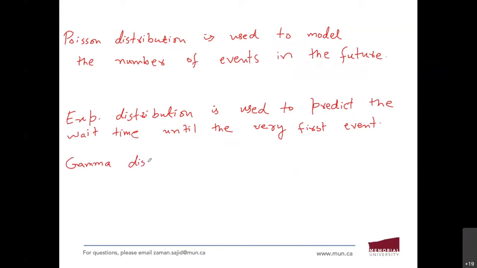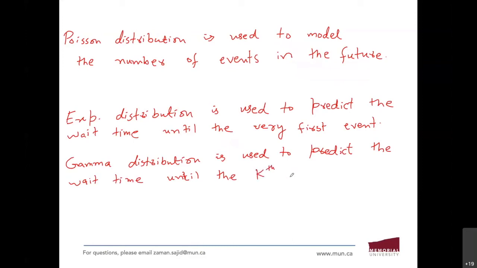Gamma distribution is used to predict the wait time until the kth event. By that I mean to say, let's say until the fourth event or sixth event, or the six and a half event. So gamma distribution is used to predict the wait time until the kth event.